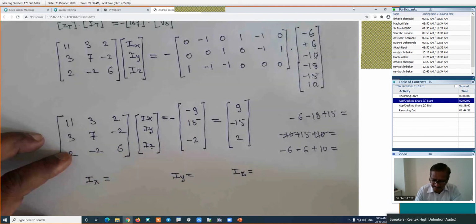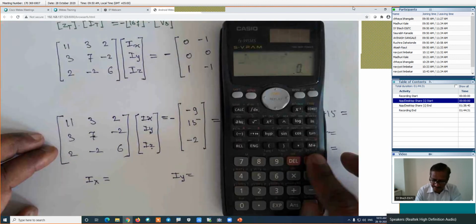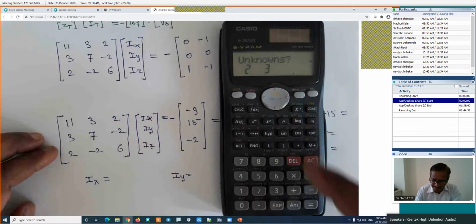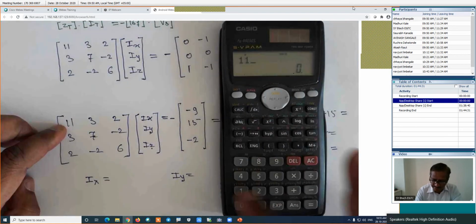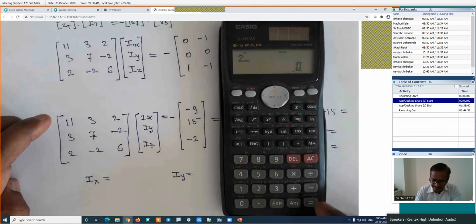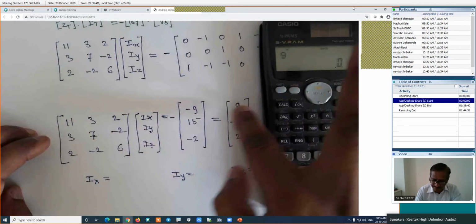Now look at how the values will be. I will use this calculator. First, I will shift the calculator into equation mode. For the number of unknowns, I will select 3. First value is 11. Second value is 3. Next value is 2. And its constant is 9. Its constant is 9, not minus 9. This 9 is the constant.